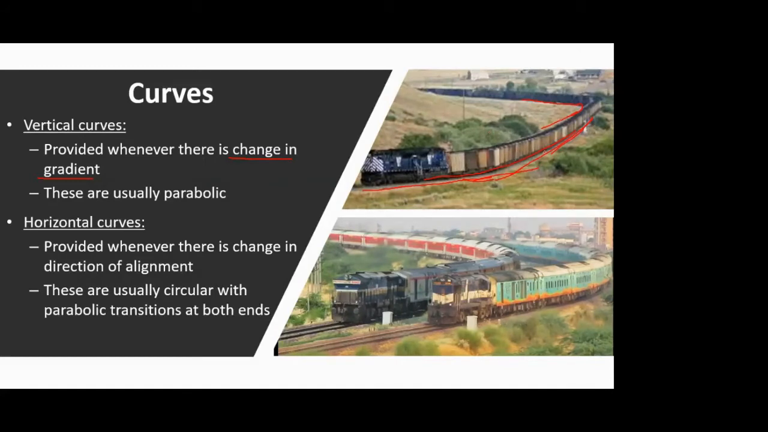It's not always like that, that only whenever a down gradient meets an up gradient you provide a curve. There are many other conditions as well. We'll be looking at that in a few slides. So this is nothing but a vertical curve, and generally the shape of the curve that is considered or used for design purposes is a parabolic curve. We'll also be seeing why parabolic.